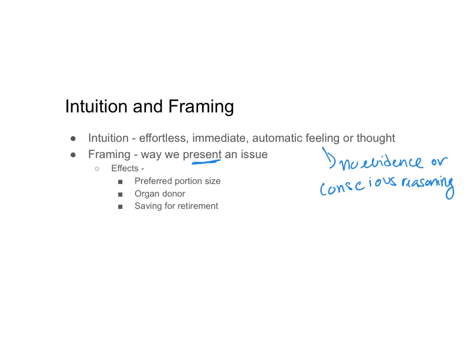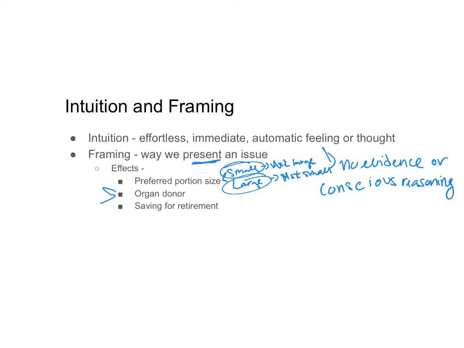The first is preferred portion size. This is super interesting. So if you portion everything as small and then ask for a large, people are more likely going to go for small. Versus if you have a large and then ask for a small, people are more likely to go large.